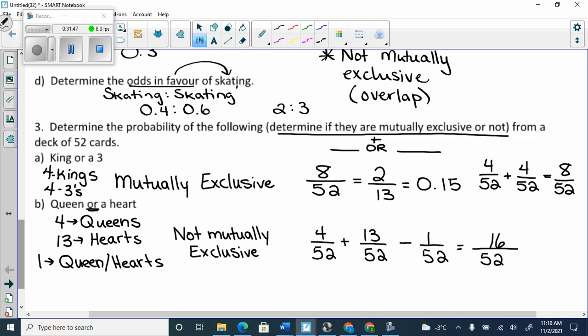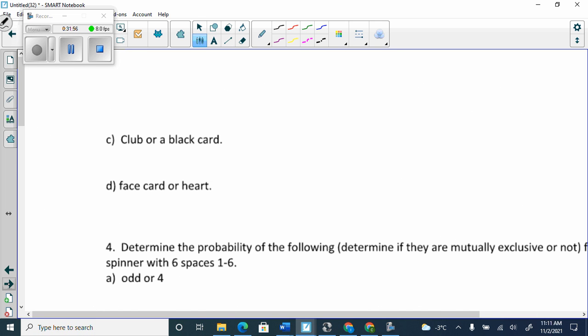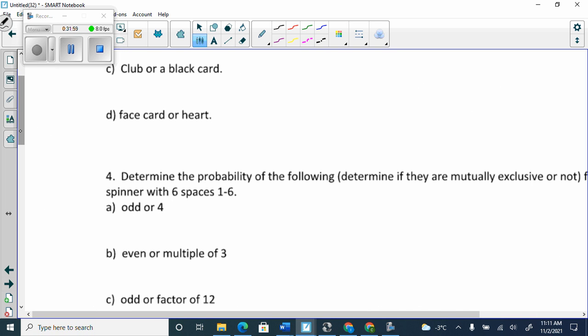And when do we do that? When it has the word or in between them. Or. Okay? Let's look at the next one. Club or a black card. Let's look at it. How many clubs are there? There are 13 clubs. How many black cards? 26 black cards. Okay, how many club black cards? Actually, all the clubs are black cards, aren't they?